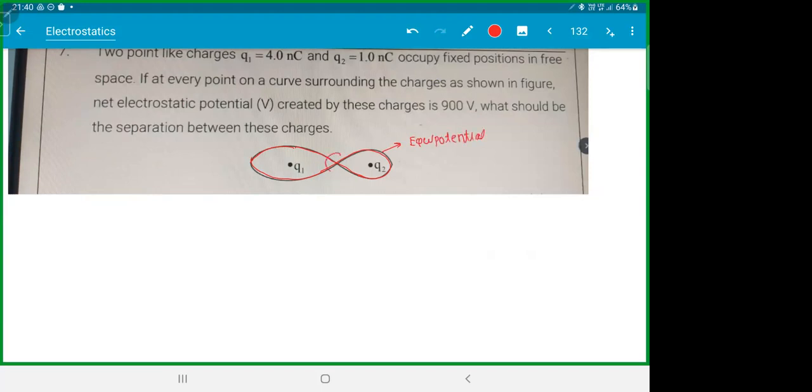But this is crossing here. So we are actually contradicting our own point. We are saying it can't cross, but here I'm saying it is definitely crossing. And the potential, its voltage is 900 volts. The question is find the distance between the charges. Think how will we do this?